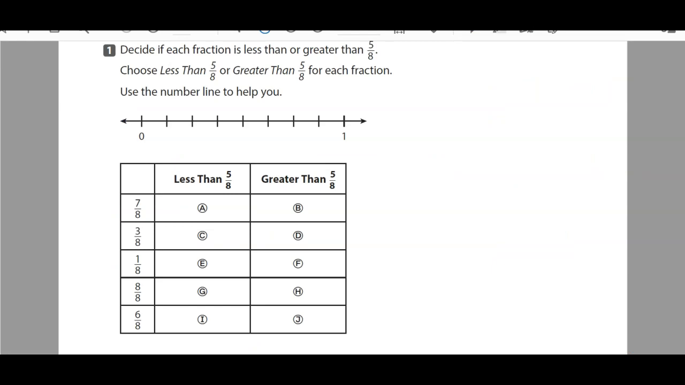So number one, it says decide if each fraction is less or greater than 5/8. So 7/8, is that greater than 5/8 or less than 5/8? What do you think? So here's 7/8, and here's 5/8. So is 7/8 greater than this? Isn't 7 greater than 5? Yes, so it's greater than. How about 3/8? Is that less or greater? Less. 1/8? 8/8? Because isn't 8 greater than 5? Plus, all the denominators are the same, so I'm just looking at the number at the top. And how about 6/8?